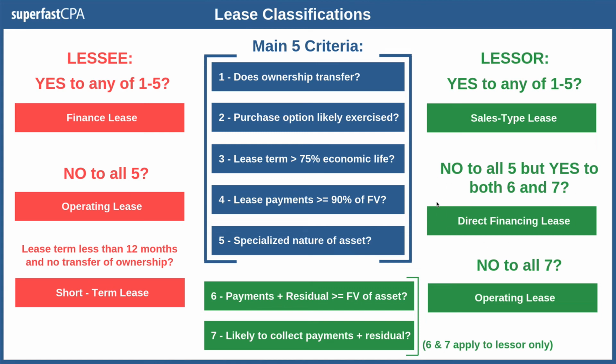This is pretty rare, okay? Those do exist, and you could see this on the test, but the direct financing lease is pretty rare. So normally it's going to be yes to one of these 5, which gives you a sales type lease, or if it's not yes to any one of these 5, it will usually be no to all 7, which would give you an operating lease, whereas both the lessee and the lessor have an operating lease. But number 6 and number 7 exist only for the lessor, so you do have to consider those two things. So that is the guide to classifying a lease based on the criteria.